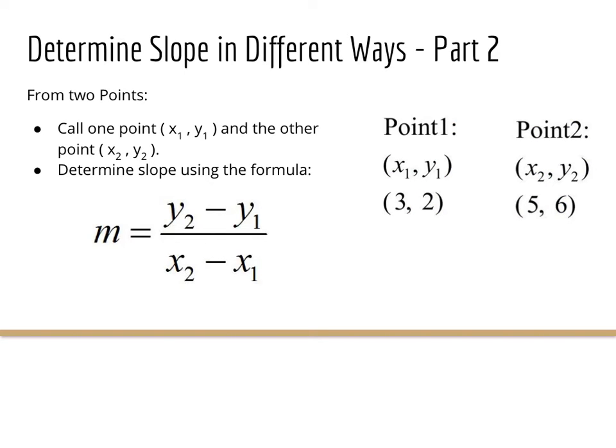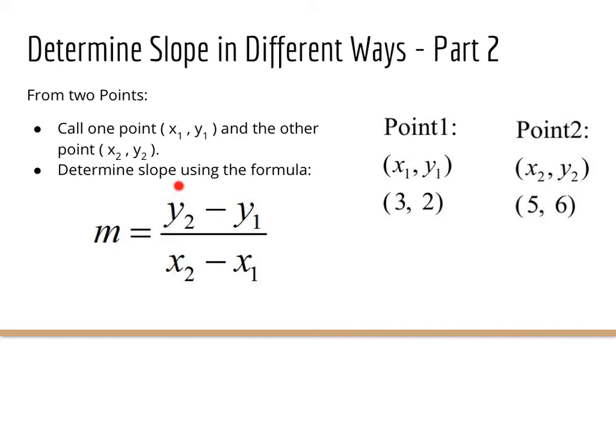Another way to determine slope is to use 2 points and use a formula. Now, given any 2 points, (3, 2) and (5, 6), for example, we're going to call one point x1, y1, and the other point x2, y2. Now, it doesn't matter which one you call x1, y1, which one you call x2, y2, as long as the x1 and the y1 stay together. I can't call this x1, y2, for example. It has to be both 1s and both 2s. But it doesn't matter which one's which, just like in the last problem, where it didn't matter which point we started at.